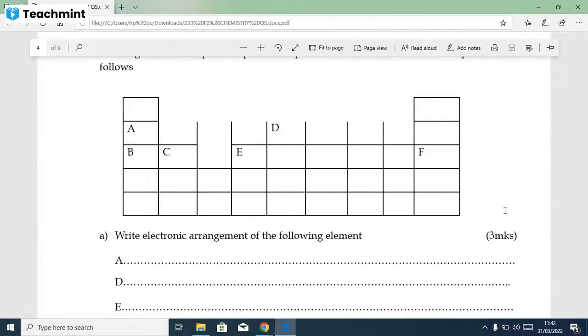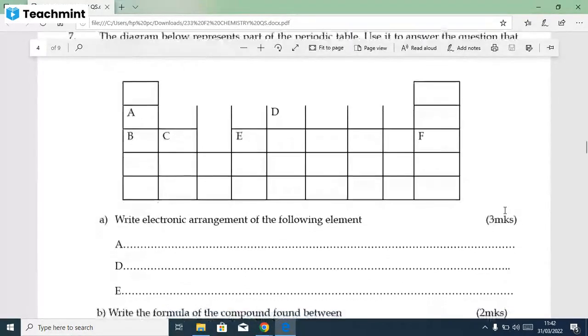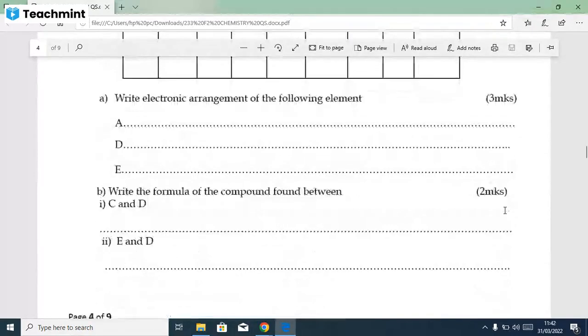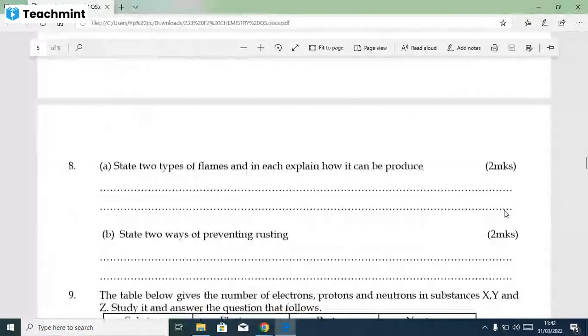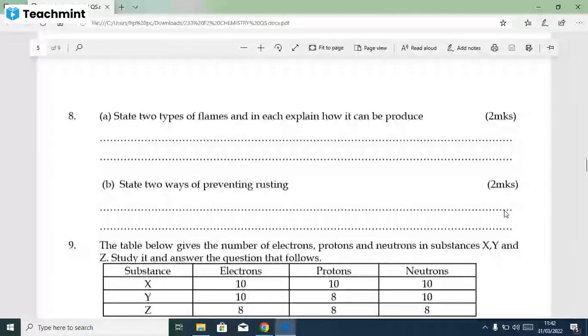Unapata E4 D3. Yes, ni hivyo, sawa, correct. Umenielewa lakini? Very good. Haya, number 8.